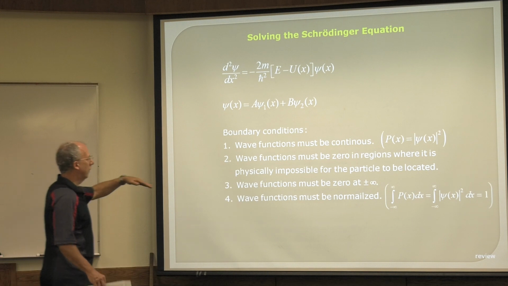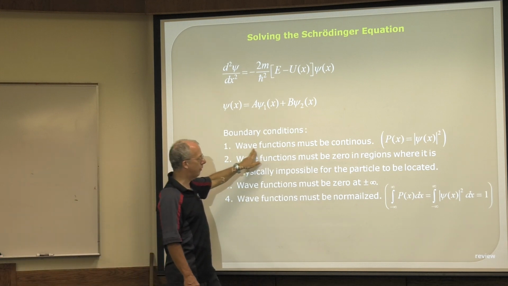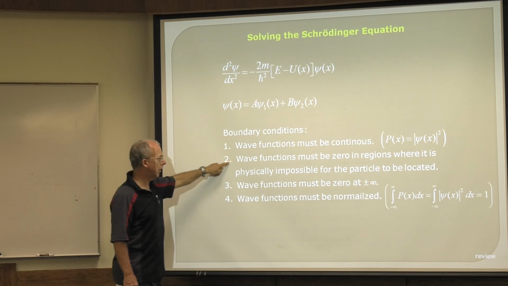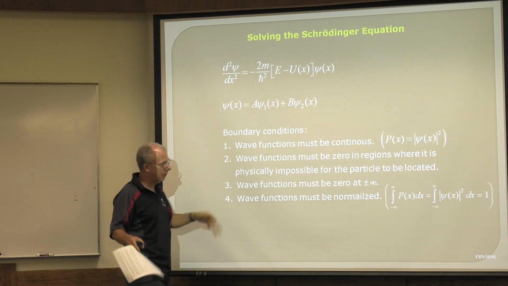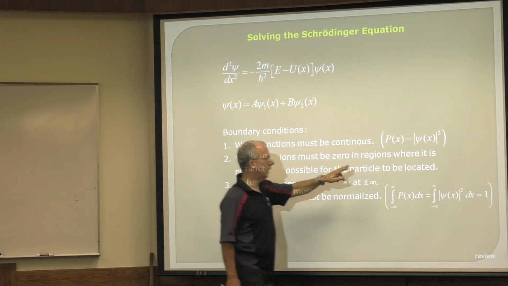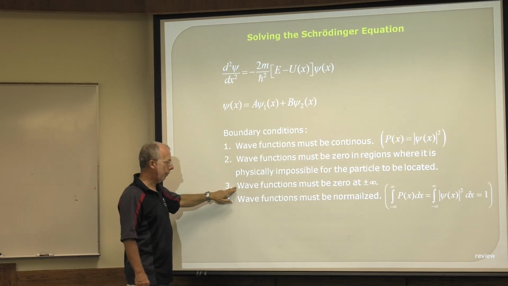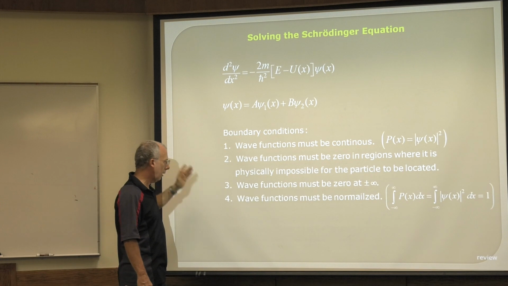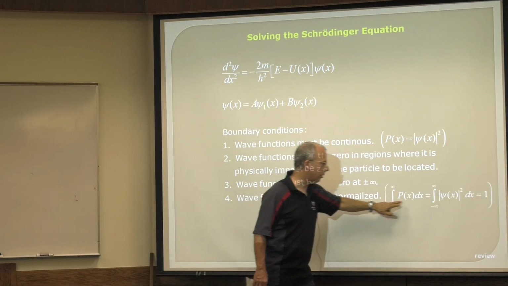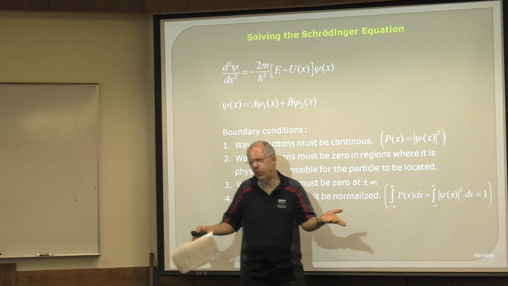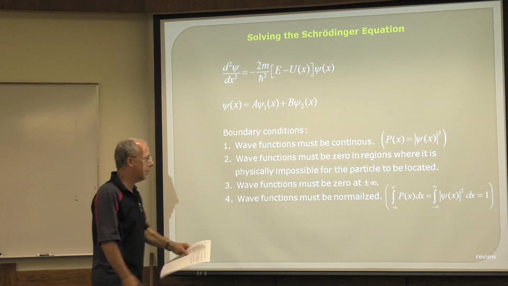Yeah, so all the boundary conditions. Wave functions have to be continuous because of this. Wave functions have to be zero where it can't be found. This sort of makes sense, because the probability density is wave function squared. They have to be zero at plus or minus infinity because you're not going to be there. And you always got to normalize the wave function, so the probability is 1. You don't want the probability to be 2. What would that mean, you know? It doesn't make any sense.